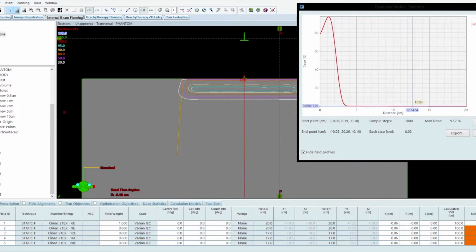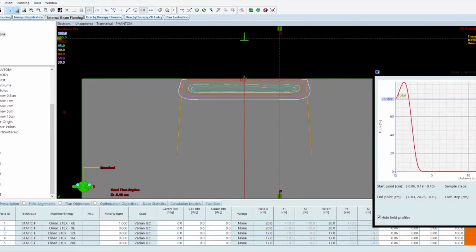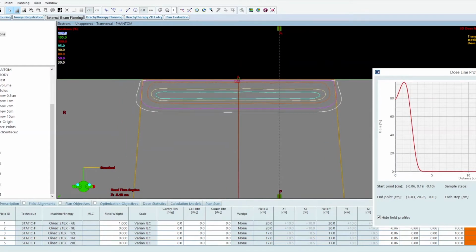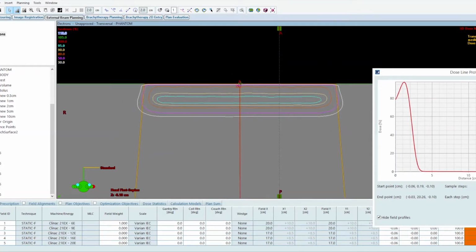I have a 6E field, 100 centimeter SSD, 15 by 15 cone, and I've given just 100 monitor units. And all the isodose lines are in percentages. If I zoom in, we can see that in the upper left-hand corner, 100% isn't shown. Since I have 100 monitor units, I should have a relative point for D max. Cyan color is 95, the yellow color is 90, orange is 80, and then magenta is 50, and white is 30.